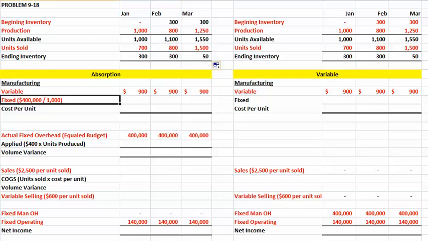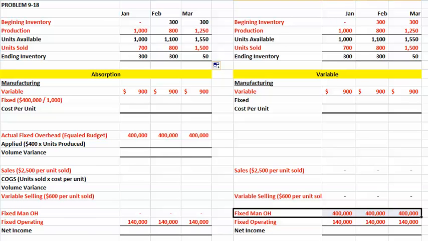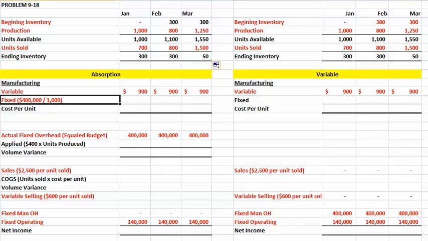We were told our total expected fixed manufacturing overhead is $400,000. Under absorption costing, that's going to become part of our cost per unit. Under variable costing, our fixed manufacturing overhead goes straight to the income statement as a period cost. We are also told that we are going to allocate our $400,000 in fixed manufacturing overhead, spread over an estimated 1,000 units per month. That's our budgeted units per month.